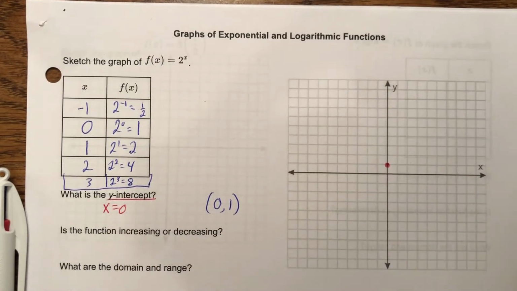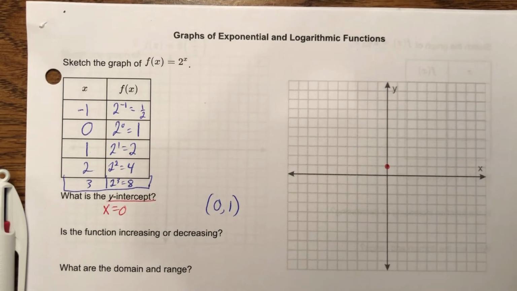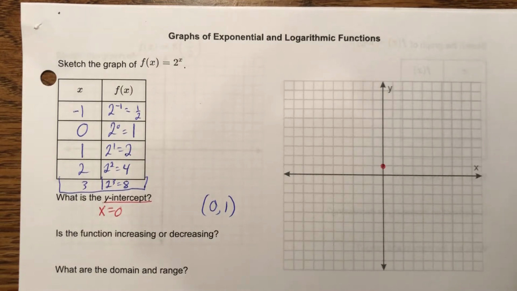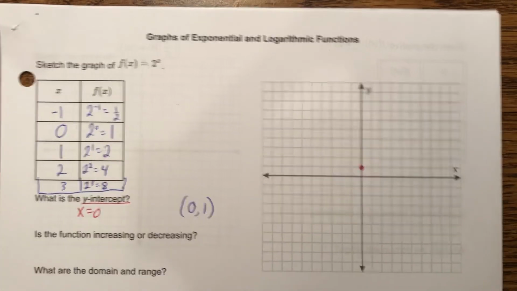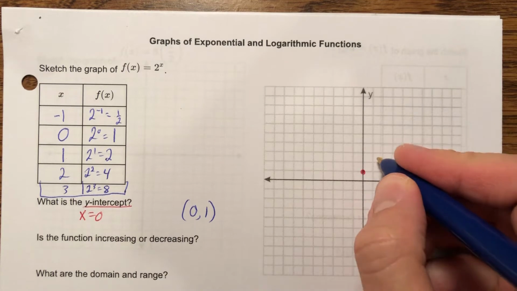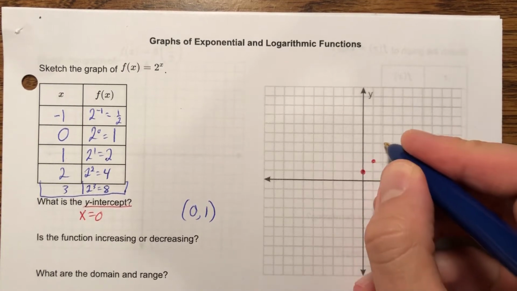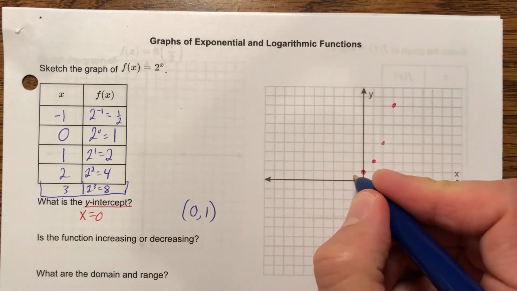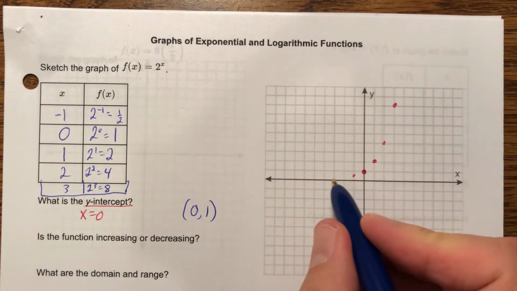So let's plot some points. Let's see what this thing looks like. And you know what an exponential function looks like. And you know what this one looks like. We've actually done this exact same example in a different lesson, but we are just expanding our vocabulary and talking about the different nuances here. So let's see. 0, 1, 1, 2, 2, 4, 3, 8, and let's back up a little bit. -1, 1/2.